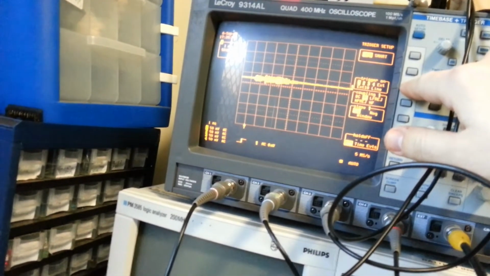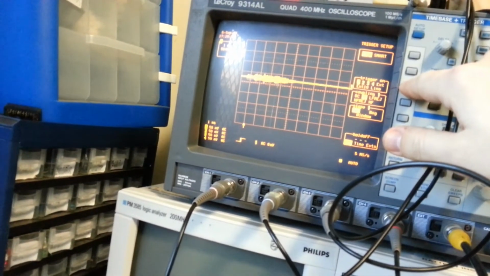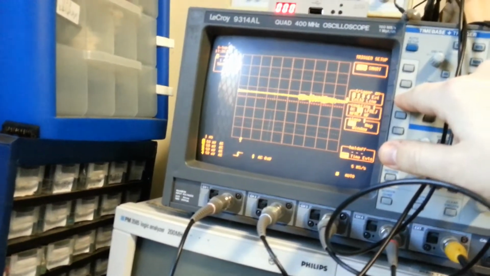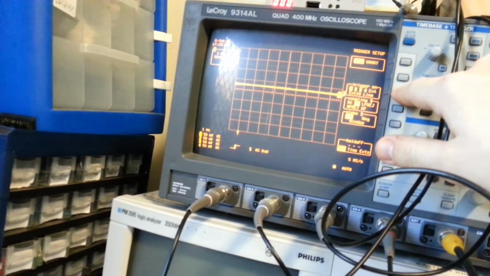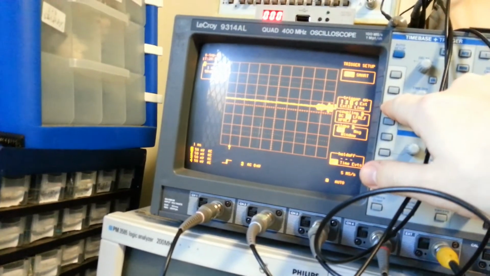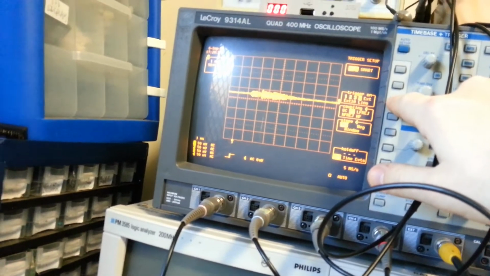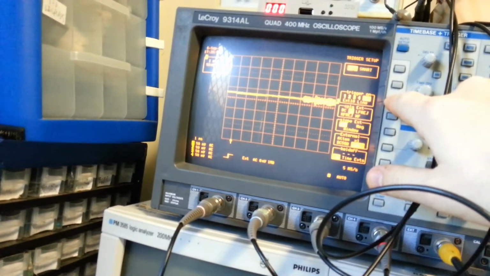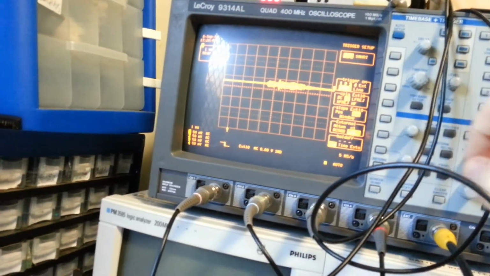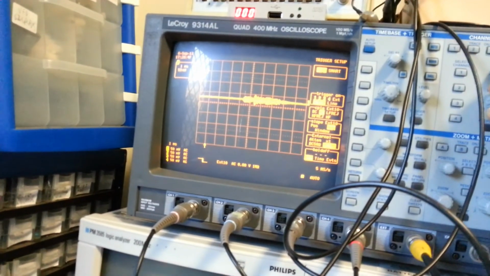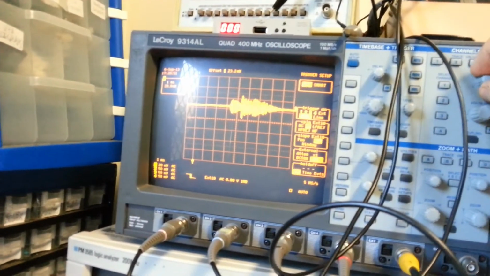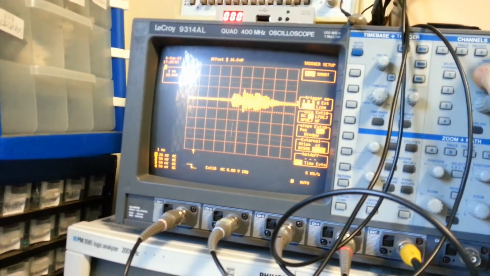For a stable waveform, connect the sweep triggering output to the trigger input of your oscilloscope, I've already done that, and set it to external triggering mode according to the polarity of the sweep trigger output on your function generator. This is a negative output. Reducing the volts per division, centering the waveform vertically.